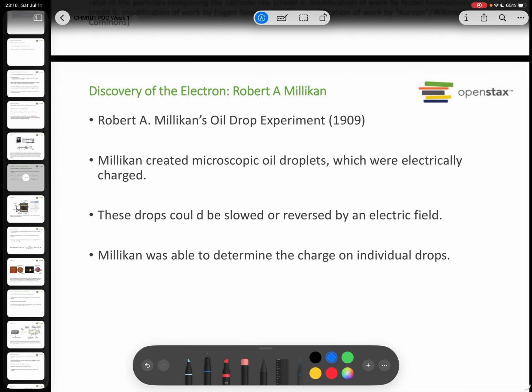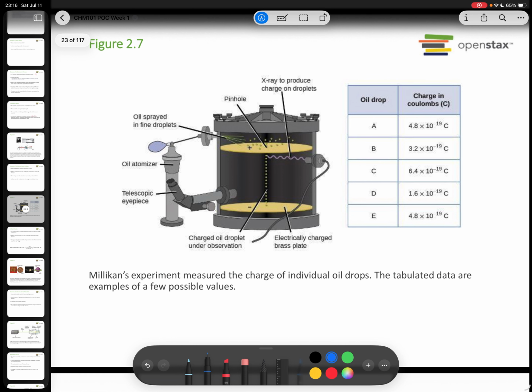So, electric field could slow them down or even push them upward. So by carefully balancing gravity and electric force, Millikan can determine the charge on individual oil drops. So this figure represents yung oil drop experiment. Okay? So the important observation is that the measured charges of oil drops were not random values, no?